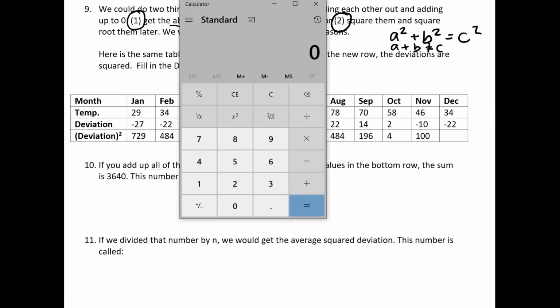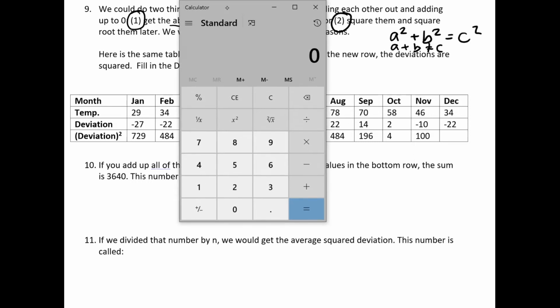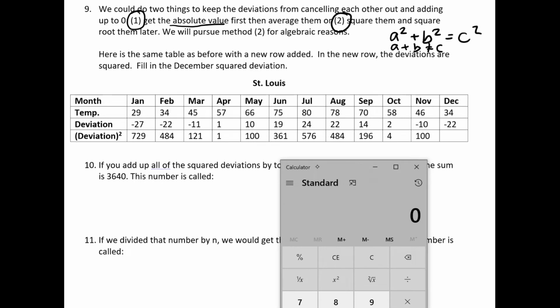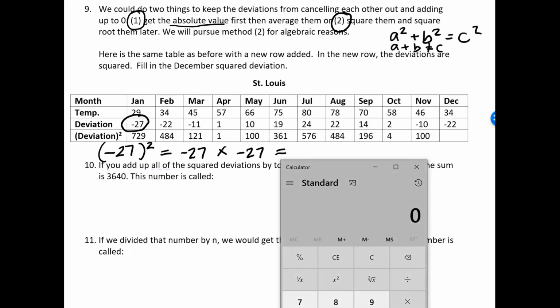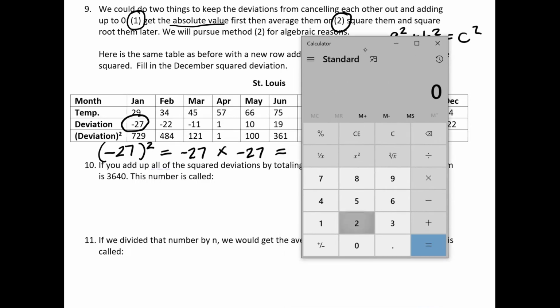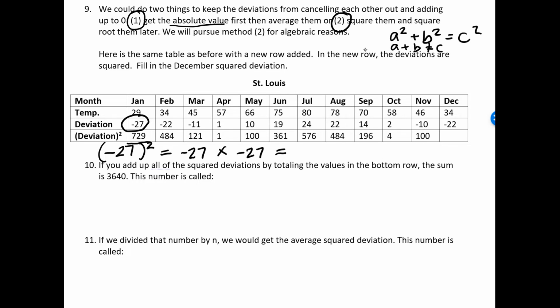So when I say squared, just quick review, I mean you take that number and you multiply it by itself. So if you take negative 27 and you square it, what you're doing is negative 27 times negative 27. And so let's do that, and we get 729. That's where this squared deviation comes from, right?